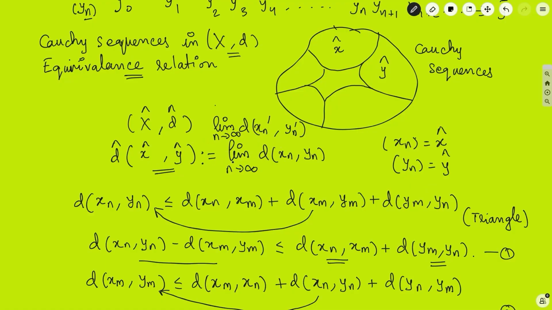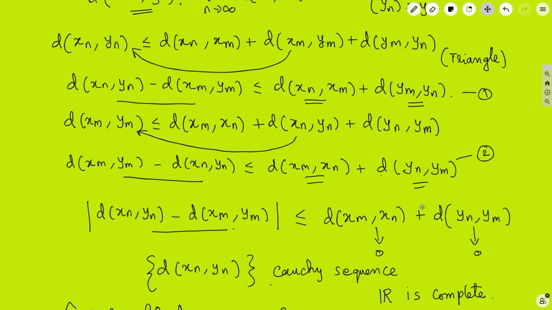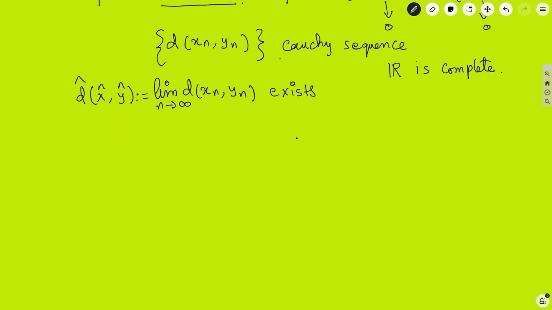So that's the definition. You can pick any two sequences from the two equivalence classes, calculate the distance, calculate this limit, and that's the distance between the two equivalence classes x hat, y hat, right? So that's exactly what we are going to do now. We are going to see if it is true that this is equal to the limit as n approaches infinity of d(xn prime, yn prime), where xn prime is another sequence from the equivalence class x hat, and yn prime is another sequence from the equivalence class y hat.